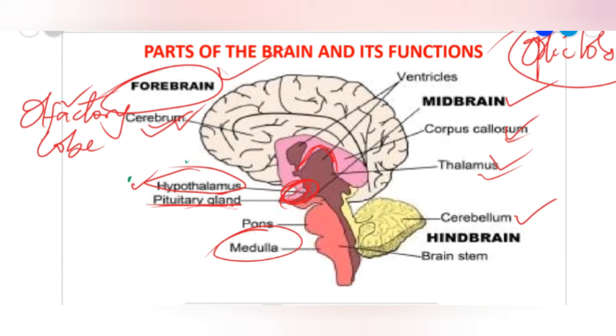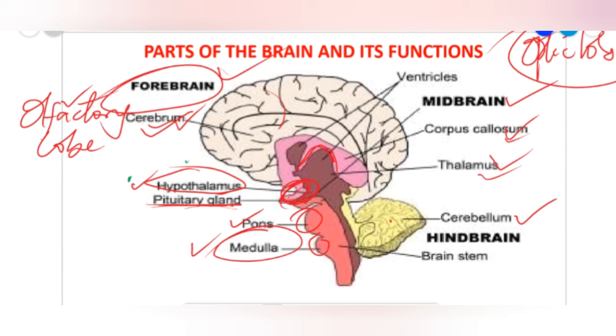We have another one that is called the pons. The pons is an area of the hindbrain that sits directly above the medulla. We have the medulla here, while we have the pons here. What is the function of the pons? It helps to relay messages from the forebrain to the cerebellum. It collects and relays messages from here. That's the role of the pons.